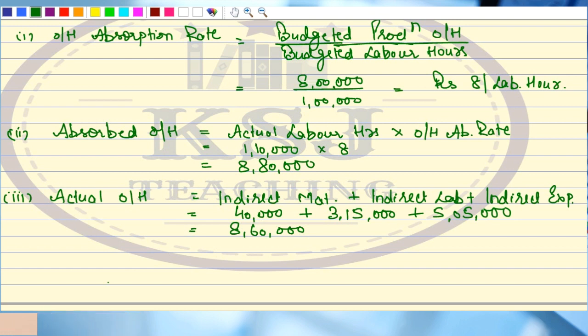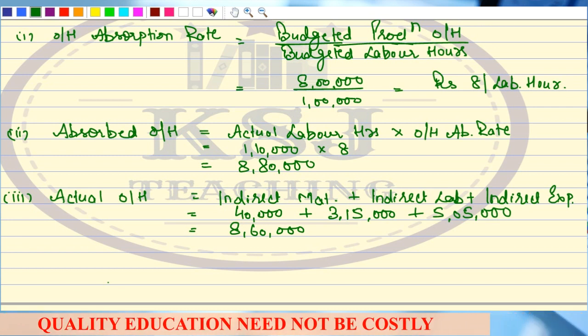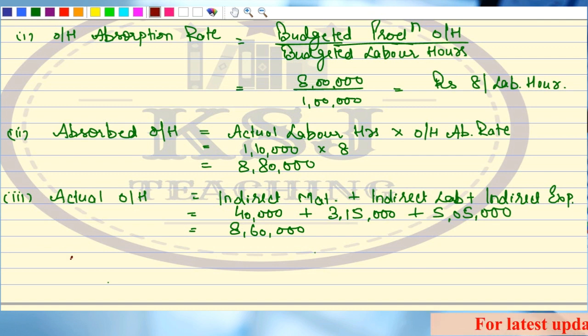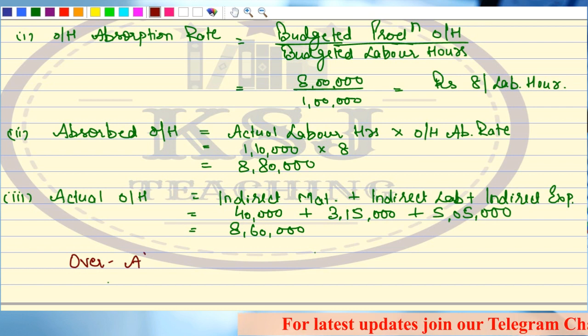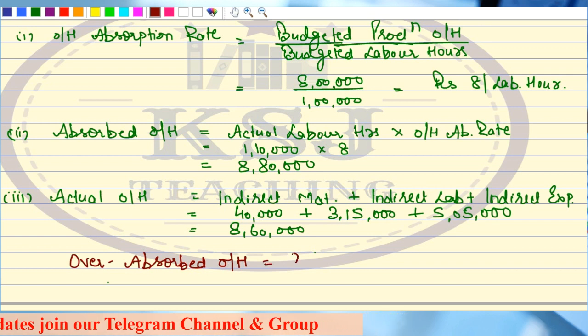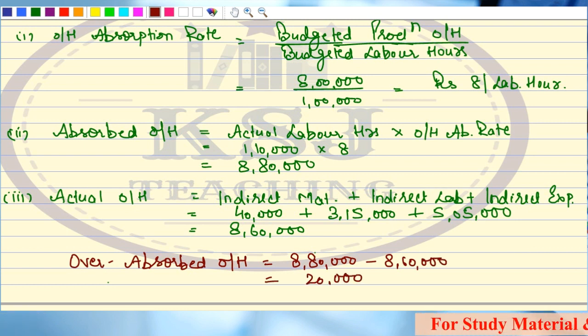Now you have got a very important information here. What is my absorbed overheads? Absorbed overheads is 8,80,000, whereas my actual overheads are 8,60,000. Now in this case, whether it is an over absorption or under absorption, quickly, this is a case of over absorption where the absorbed overheads are more than the actual overheads. So I can write it as over absorbed overheads, that is 8,80,000 minus 8,60,000. So 20,000 are my over absorbed overheads.